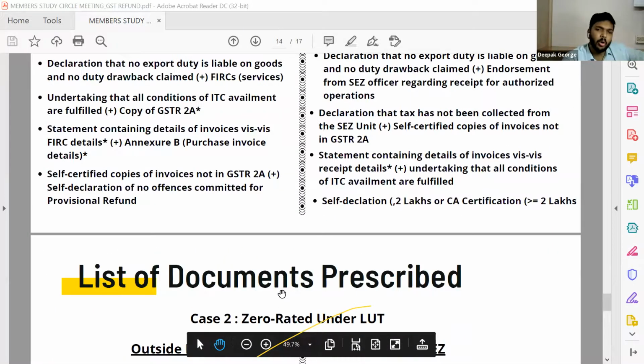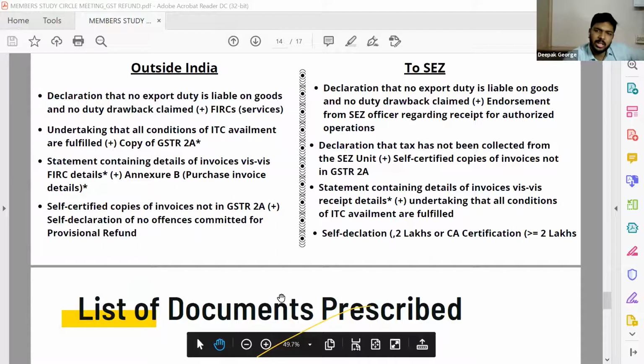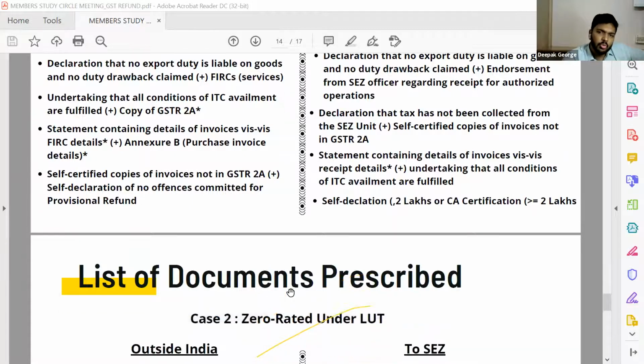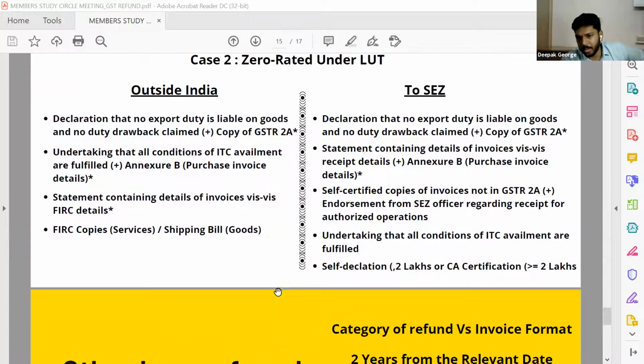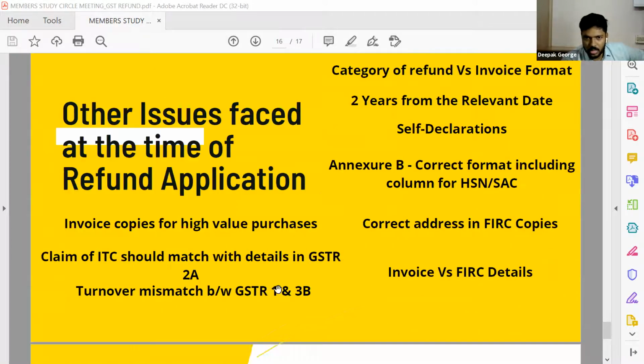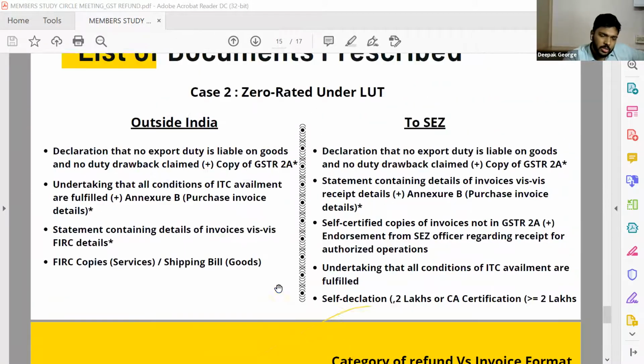These 2 slides are quite important because again, it's mentioned in the circular. So this will be a guide to explain to the SSC that you need to get all these documents sorted, signed off, and correctly formatted before you make out a refund application. Right. So these are the documents.